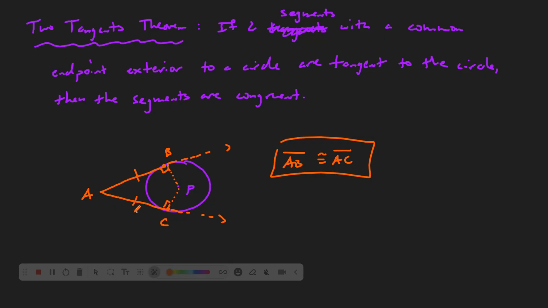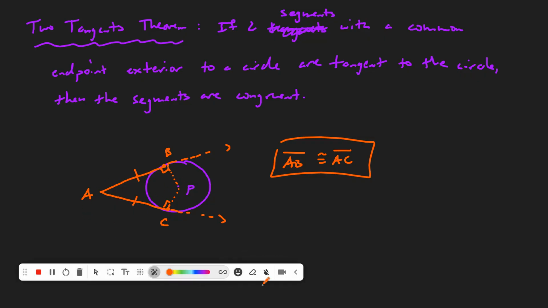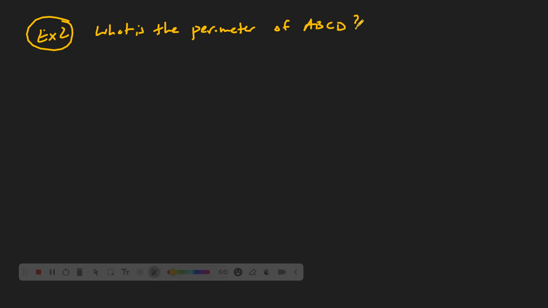Okay, so let's see if we can use this idea in a problem, and we'll be done. Okay, so example 2 says, what is the perimeter of ABCD?